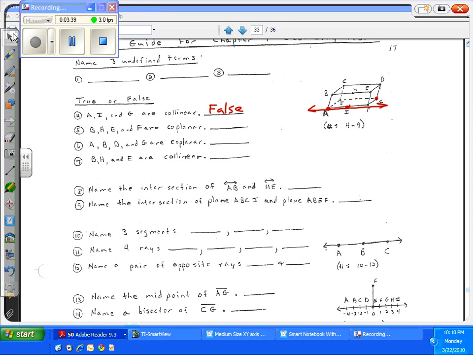Are points B, H, E, and F coplanar? That means is there one plane that will hit them all? B is here, H, E, and F, and the front face of that prism hits all of those. So those are coplanar, so that is a true statement.